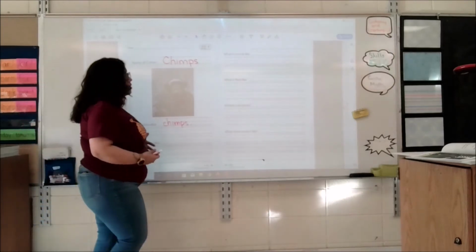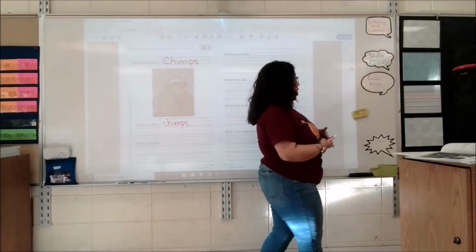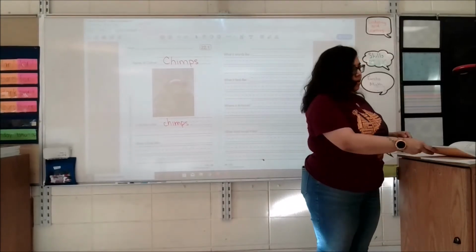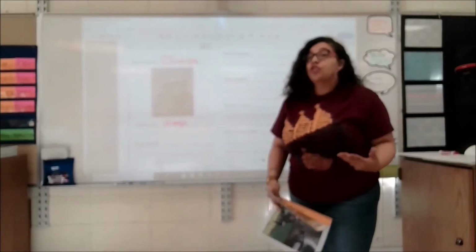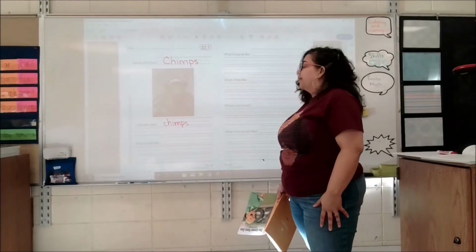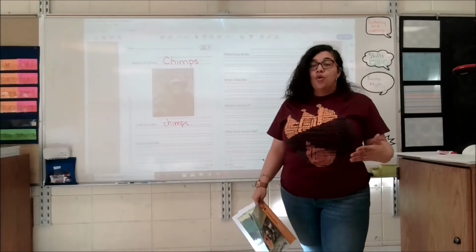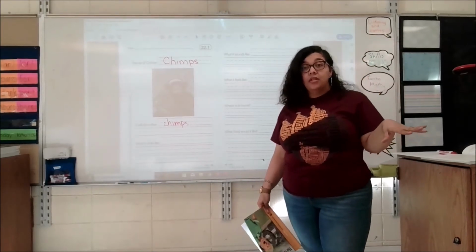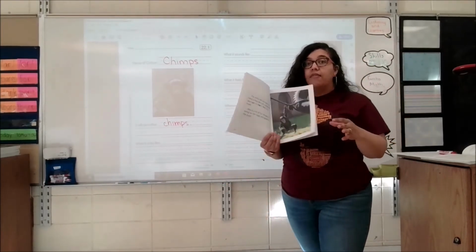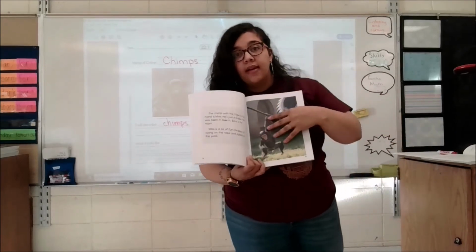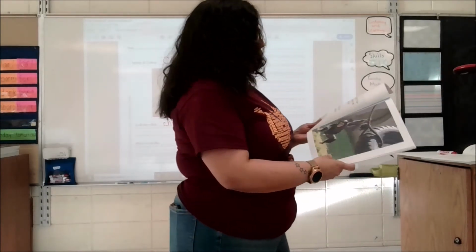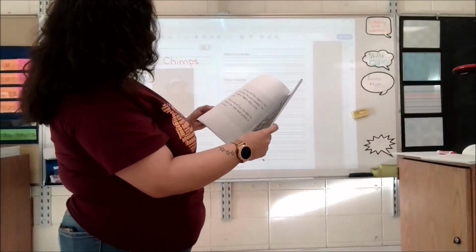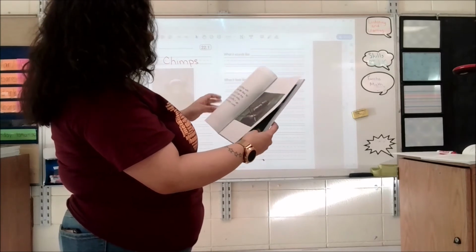All right, the first thing we need to identify is what it looks like. What do I see when I look at a chimp? What does it look like? So remember, in the plan phase, we're taking notes. We want to take good notes that we can use to draft a paragraph, but we're planning first. So what does he look like? This part requires us to look at the pictures again, right? What does he look like?